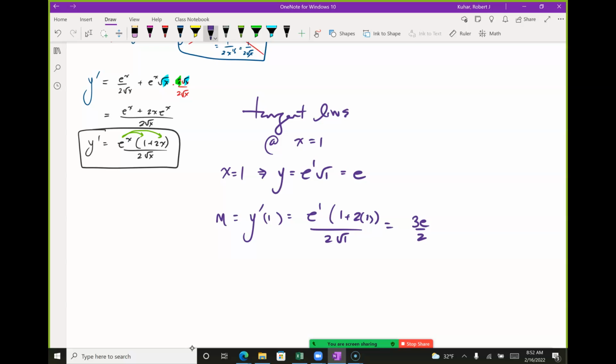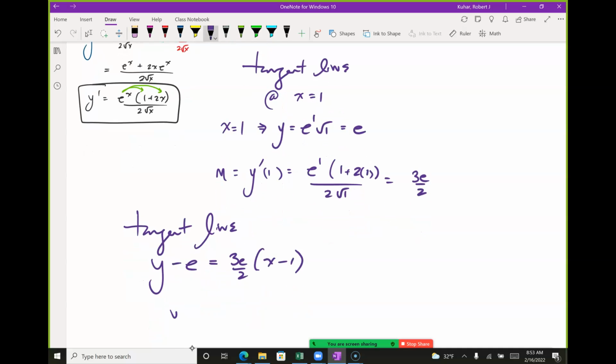So my tangent line now is going to come from y minus e equals 3e over 2 all times x minus 1. Make sure everybody's comfortable with that. I could put that directly into Desmos. I can't put it in my calculator, but I usually prefer y equals mx plus b. Sometimes the book will leave it like this, sometimes the book will give you an mx plus b. For me, you can always give me an mx plus b. So I get 3e over 2 times x minus 3e over 2.